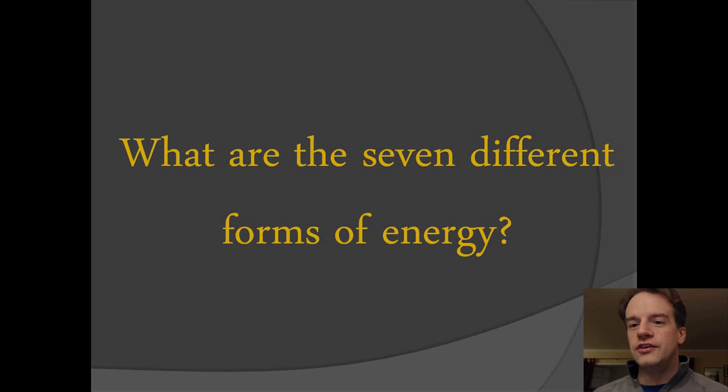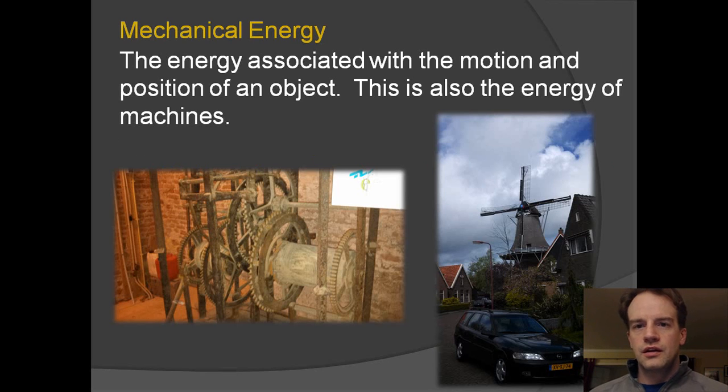What are the 7 different forms of energy? Mechanical energy is the energy associated with the motion and position of an object. This is also the energy of machines. When things are moving, they have mechanical energy. And mechanical energy can actually be either kinetic or potential.